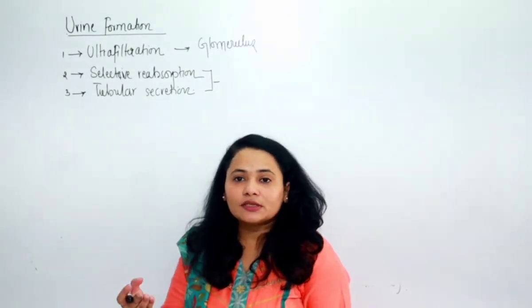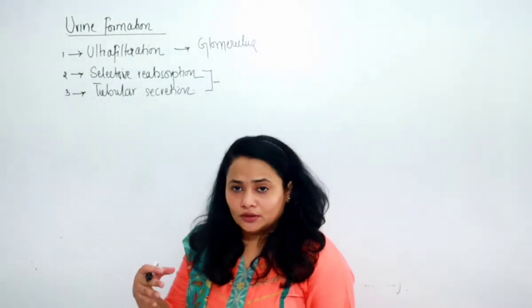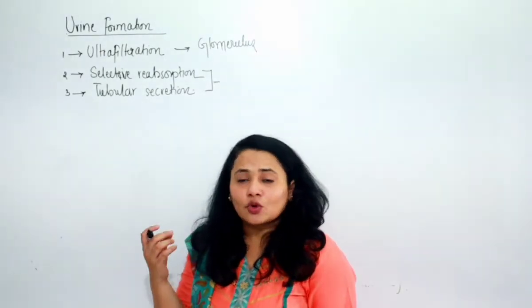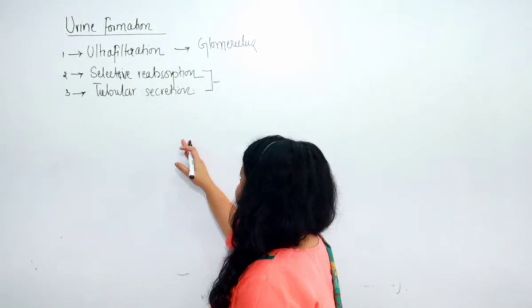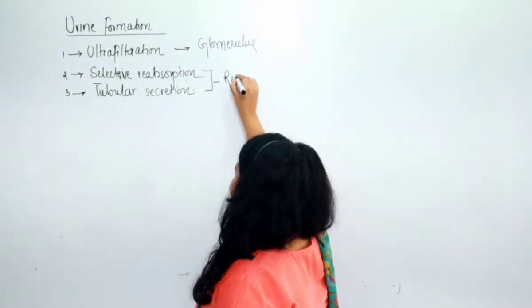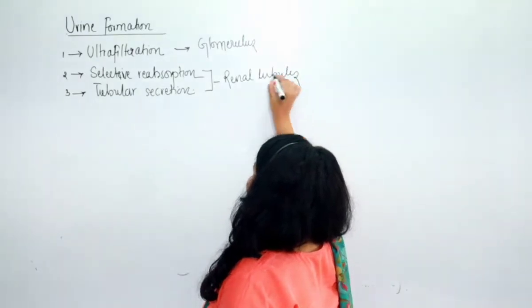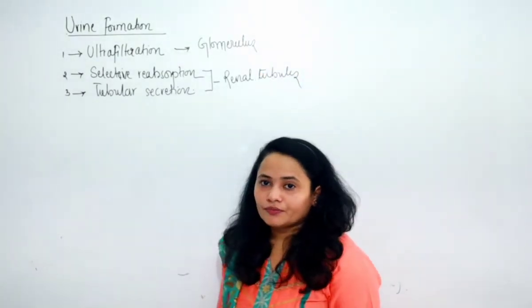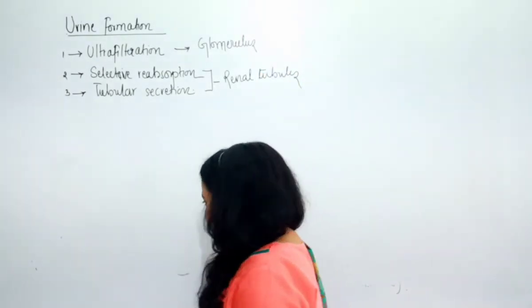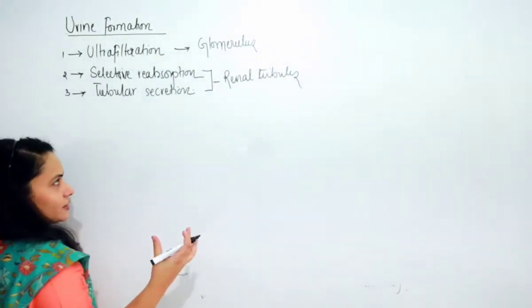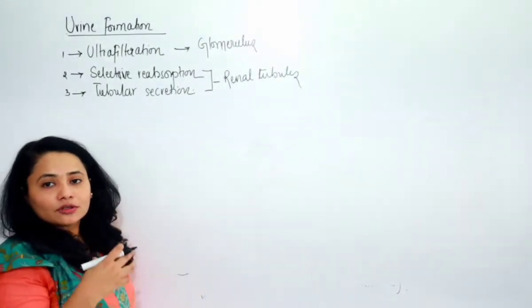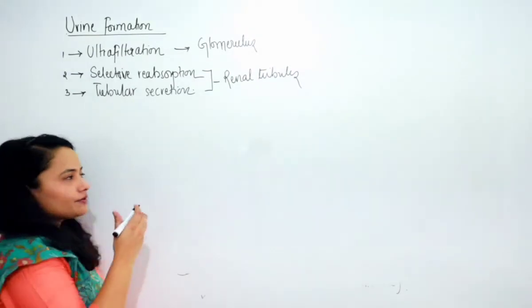So we know that PCT, Henle's loop, DCT, collecting ducts, all these structures are involved in the tubular secretion. So I'll just write over here, the structure that is involved is renal tubules. Now let us understand, with the structure of the nephron, which structures are involved in which processes.